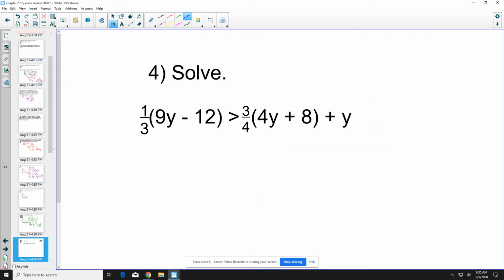Okay. Write down number 4 and hit pause when you get done. And then when you get done solving this, hit play and we'll check.